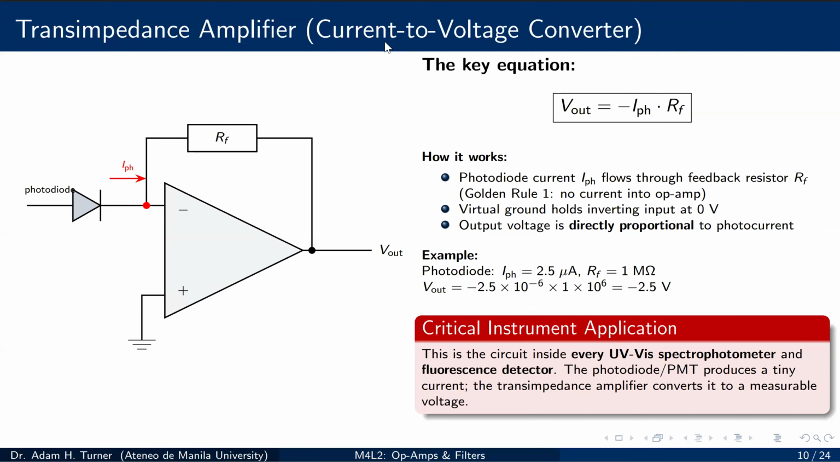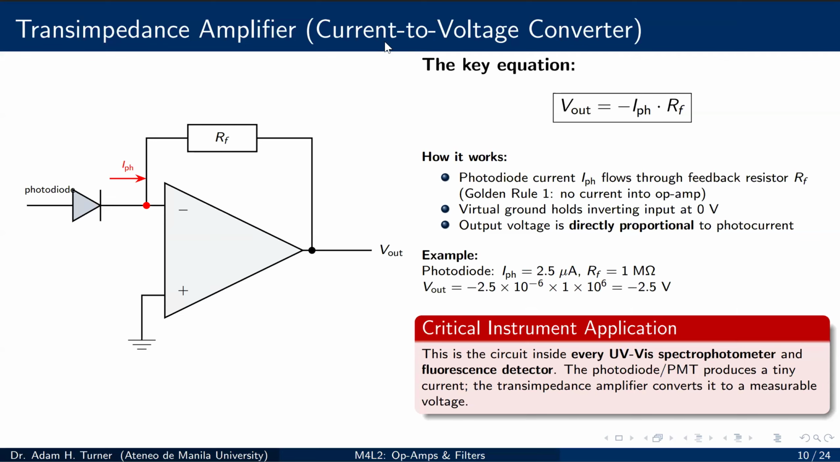The output voltage is directly proportional to the photocurrent, which is directly proportional to the light intensity, which is related to the analyte concentration through Beer's law. So this is the entire signal chain of the UV spectrometer in one equation. So in the example, a photodiode producing 2.5 microamps through a 1 mega ohm feedback resistor gives negative 2.5 volts.